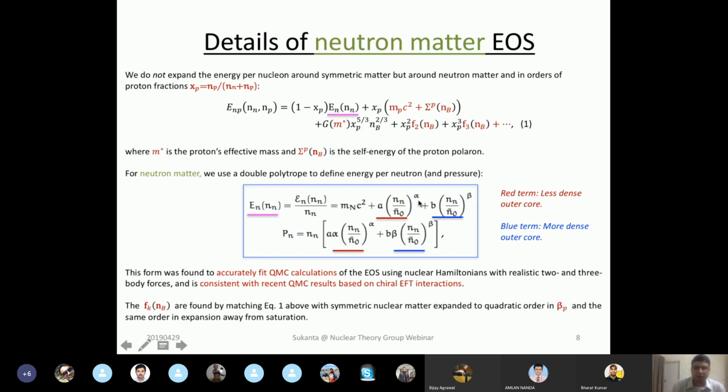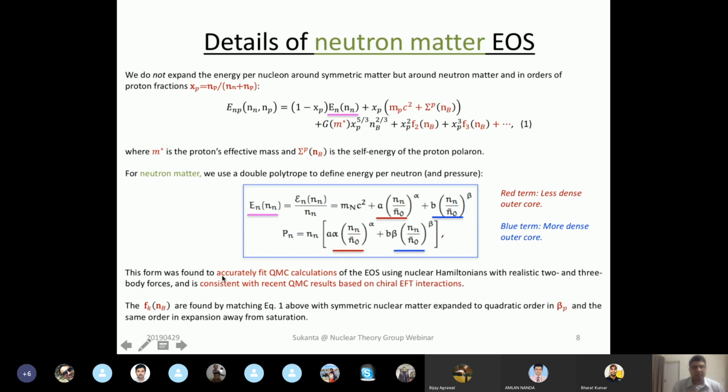I'm going to show you the values of these coefficients in a minute, but basically the red terms characterize less dense matter in the outer core, and this matter goes all the way to almost the inner crust, and the blue characterizes material that is more dense, which comes very close to the transition to the inner core.